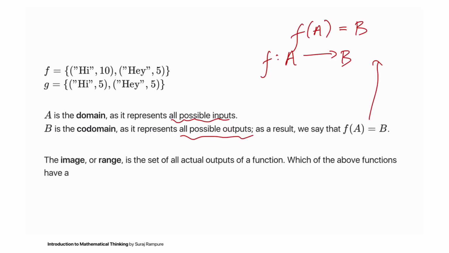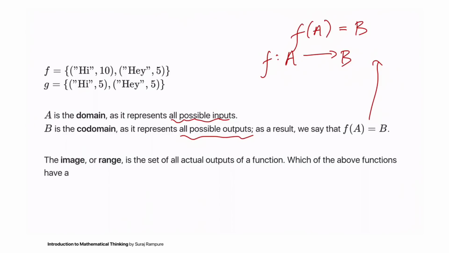A range, instead, is the set of all actual outputs of a function. So the domain is a set of all possible inputs, and the range is a set of all actual outputs. In some functions, the codomain and range are equal, in that all possible outputs are actual outputs. So every possible output actually occurs as an output. But this is certainly not true of all functions.